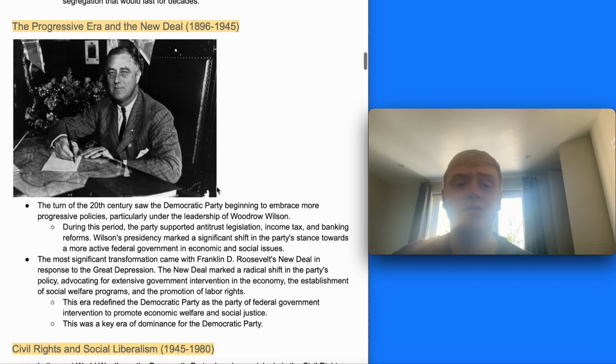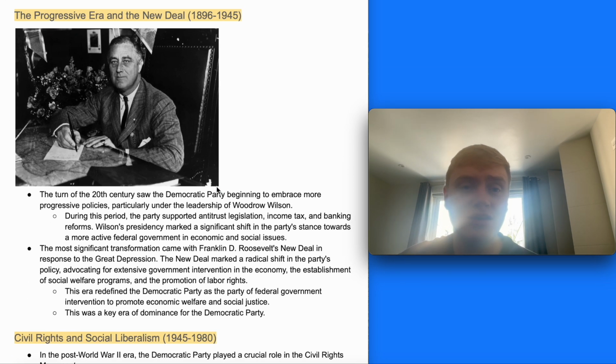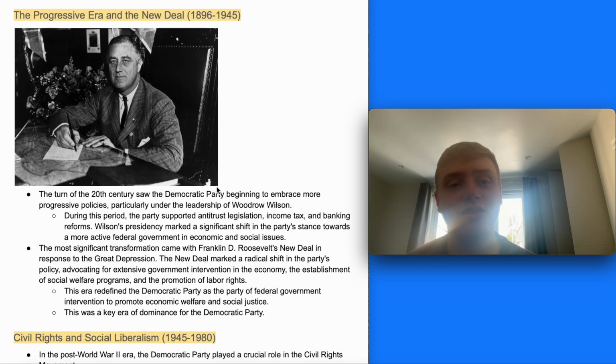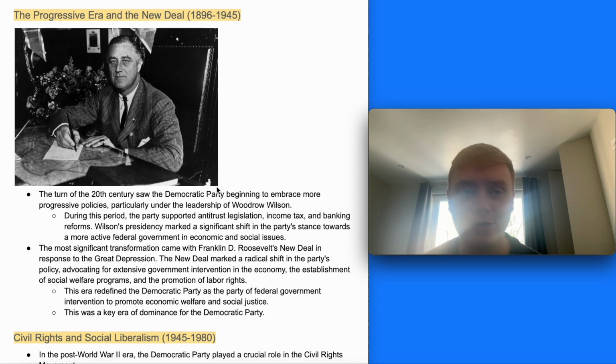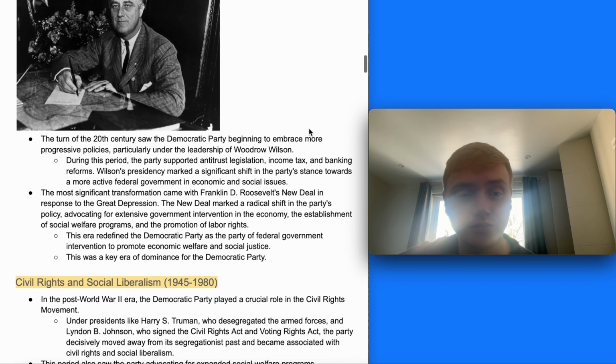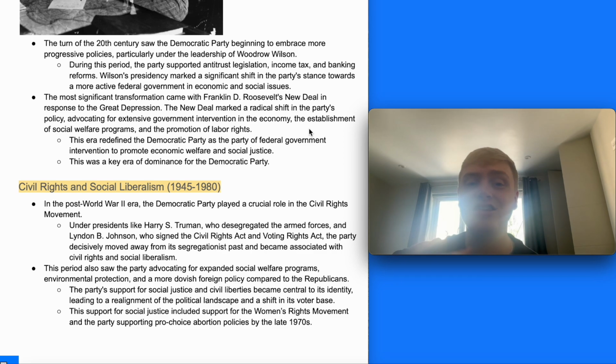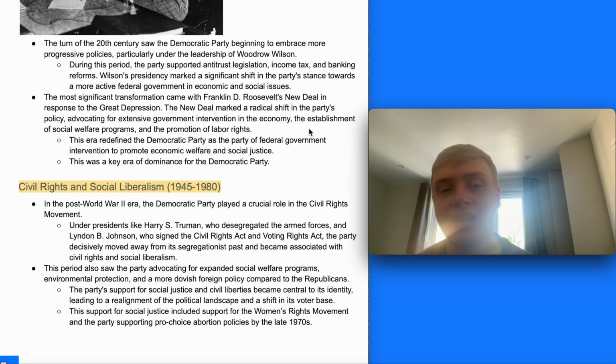What you then see, from the late 19th century up until the mid 20th century, is the Progressive era and the New Deal. So the turn of the 20th century saw the Democratic Party beginning to embrace more progressive policies, particularly under the leadership of Woodrow Wilson. During this period, the party supported antitrust legislation, so it's kind of anti-monopolies in the economy, income tax, and banking reforms. Wilson's presidency marks a significant shift in the party's stance towards a more active federal government in economic and social issues, moving actually away from its original roots in Jacksonian democracy.